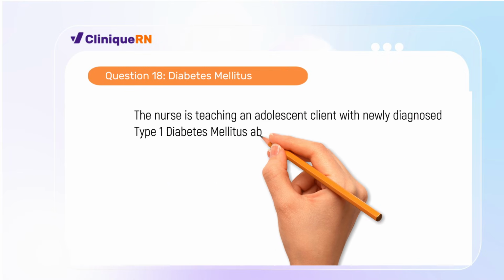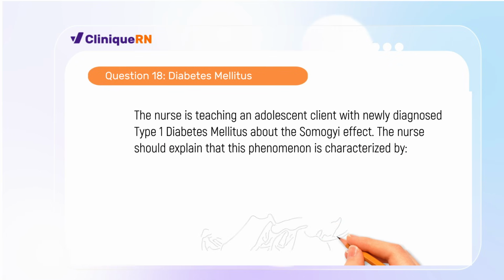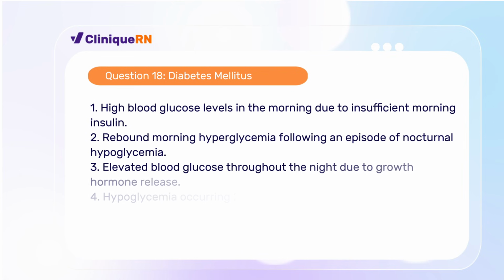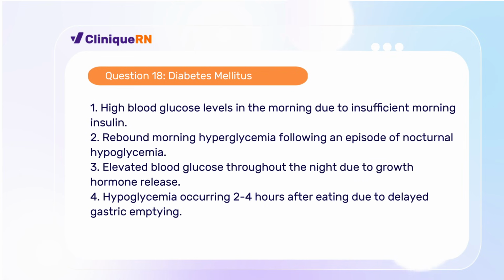Question 18. Diabetes mellitus. The nurse is teaching an adolescent client with newly diagnosed type 1 diabetes mellitus about the Somogyi effect. The nurse should explain that this phenomenon is characterized by 1. High blood glucose levels in the morning due to insufficient morning insulin. 2. Rebound morning hyperglycemia following an episode of nocturnal hypoglycemia. 3. Elevated blood glucose throughout the night due to growth hormone release. 4. Hypoglycemia occurring 2 to 4 hours after eating due to delayed gastric emptying.